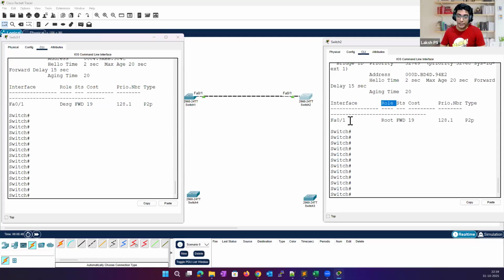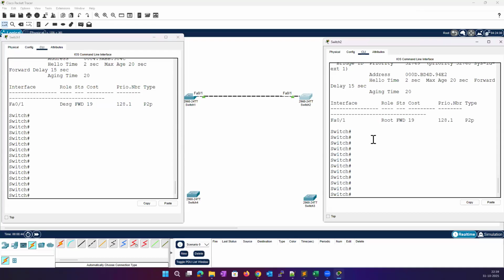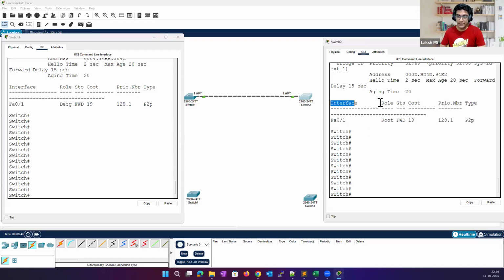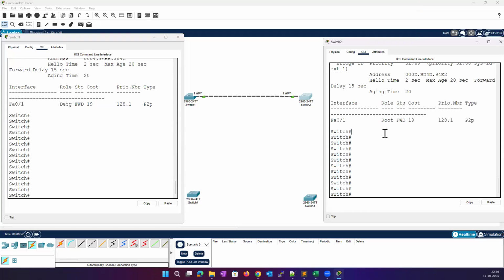Okay, this role is for the interface, not for the switch. Oh, okay. This is the interface role. Now tell me, which will be the root switch?